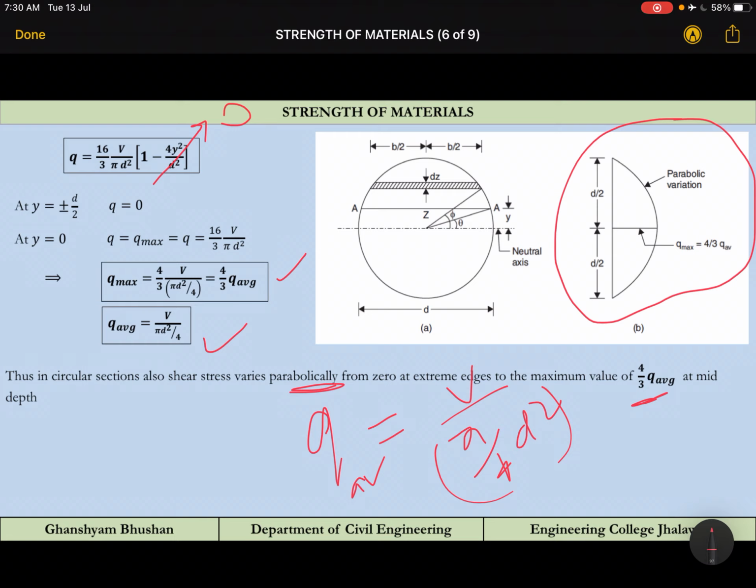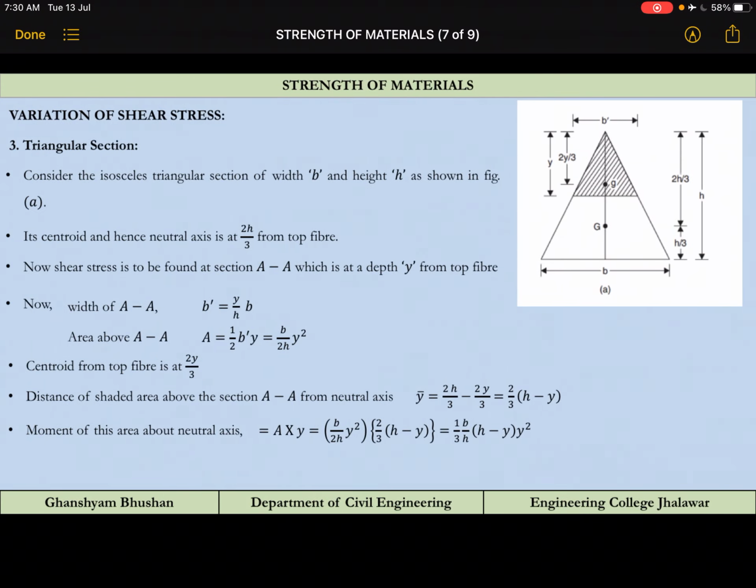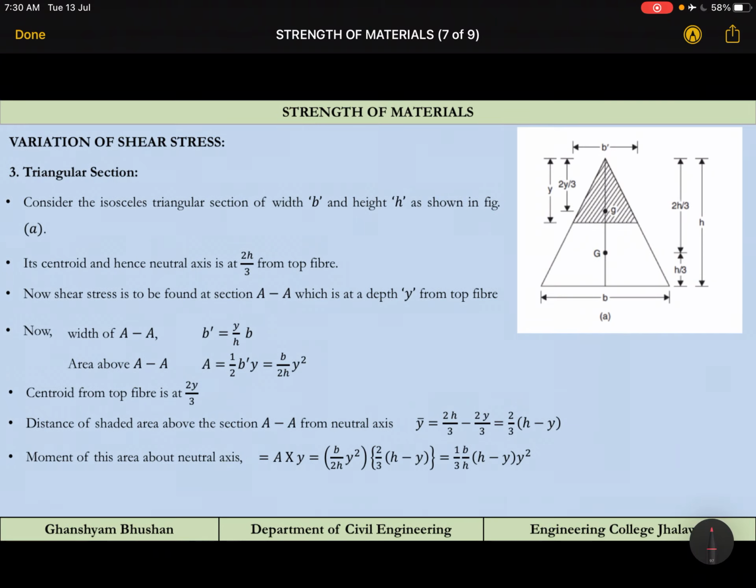It is something like the rectangular variation only, but the difference is that there it was 3 by 2, that was 1.5, and here it is 1.33. So this is our circular section. Next is our triangular section. Triangular section is also not very difficult, just we have to take b and h as the base and the height. So the centroid is h by 3 from base or 2h by 3 from top, that is known to us.